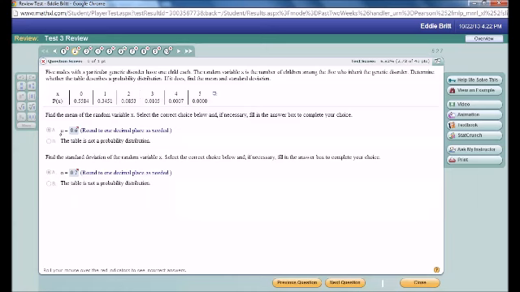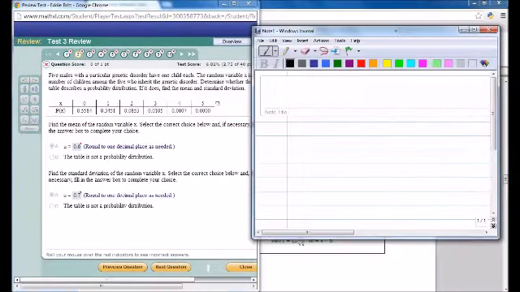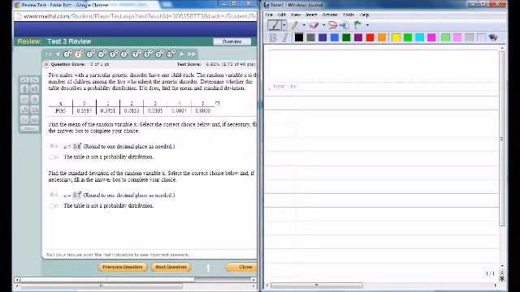Now, to find the mean of the probability distribution, we want to see the mean of a probability distribution is the sum of X times P of X. So what that means is you take the random variable X and you multiply it times the probability. Do that for each one of these and then add them all up, the sum.